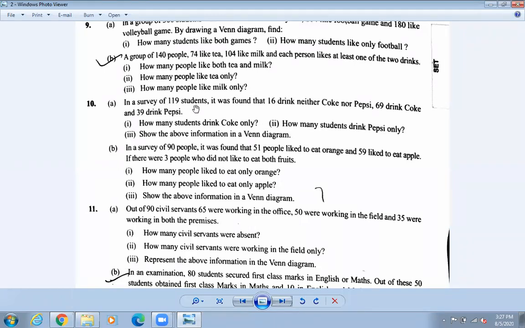So what was the topic? It was found that 16 drink neither Coke nor Pepsi. That means they asked who likes Coke and who likes Pepsi. In that survey, 16 people like nothing. They don't like Coke and don't like Pepsi. That means they like Fanta, or they don't like anything. Maybe they don't like sweet things.